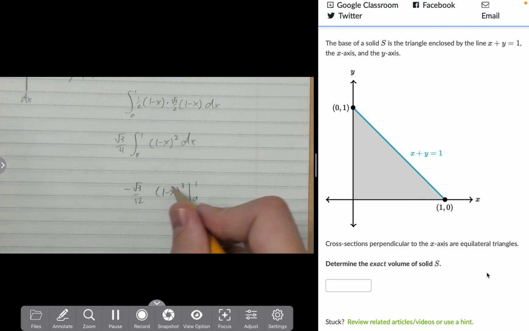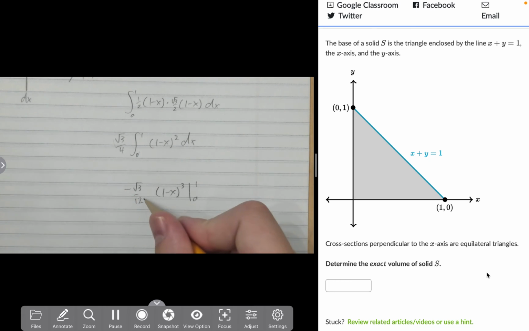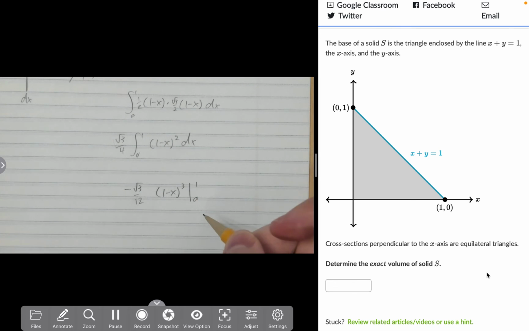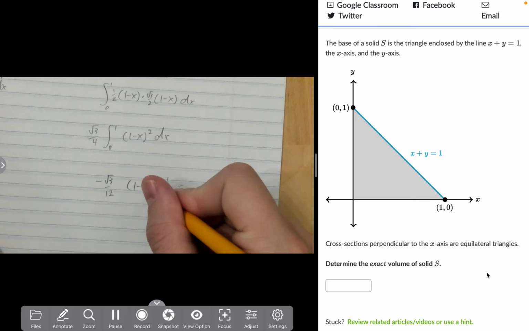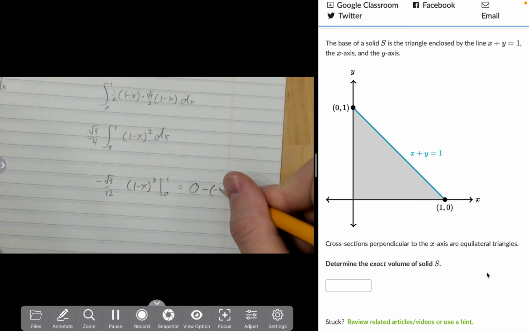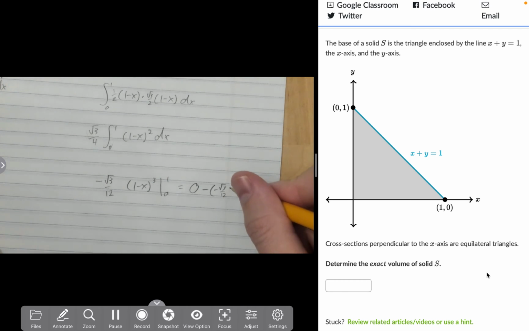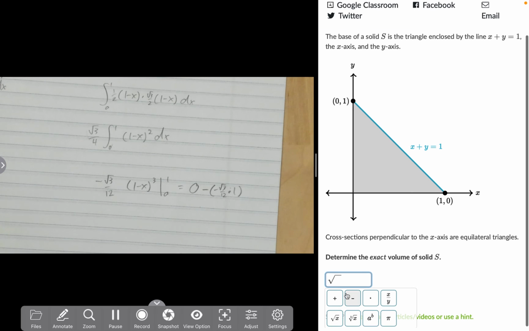Let's just double check that. Again, if I derive the inside, a negative comes out, -1, so now it becomes positive. A 3 will drop down, so now I just have a 4, and the exponent will decrease, so I have a 2. Yep, that's the right integral. Now let's evaluate it. This time, when I plug in 1, that just gets me a big fat 0, minus -3 over 12 times whatever I get when I plug in 0, which is just 1. So it looks like my answer is just square root 3 over 12.